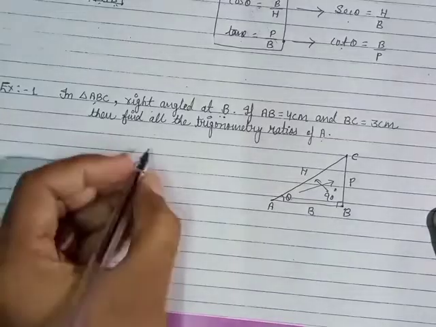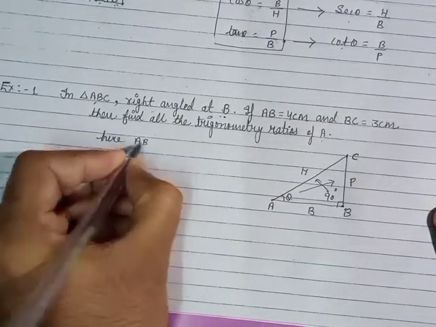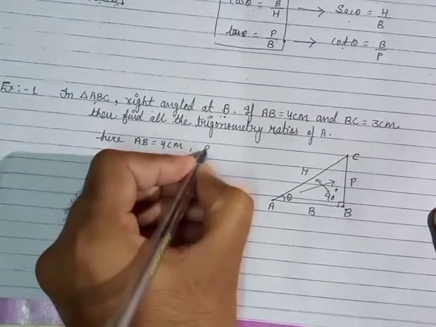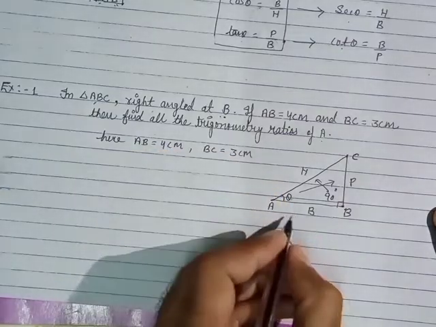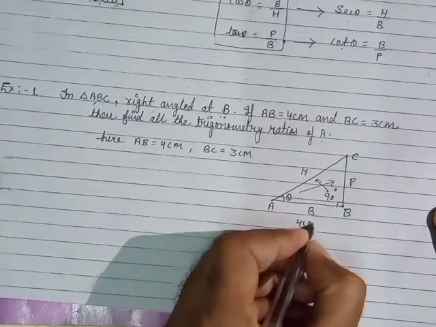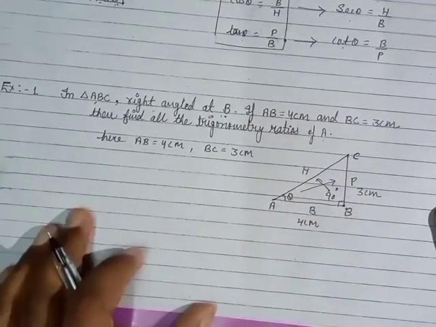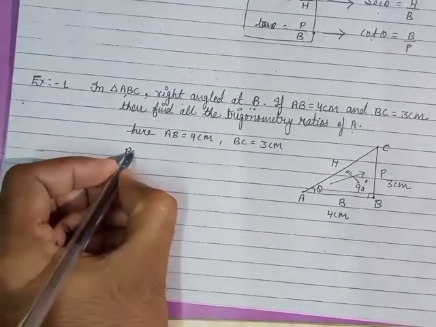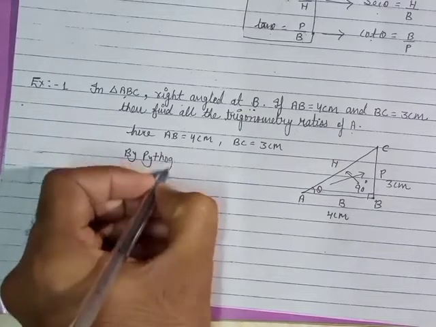According to the question, AB is 4 centimeters and BC is 3 centimeters. We will write here AB is 4 centimeters and BC is 3 centimeters. As you know, we can find the length of the hypotenuse by the Pythagoras theorem.